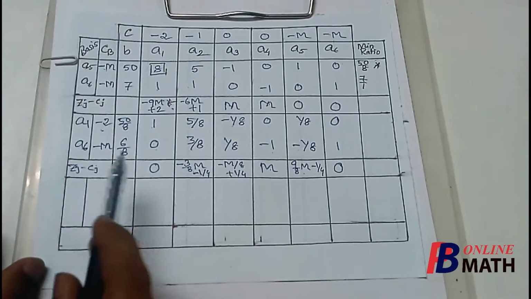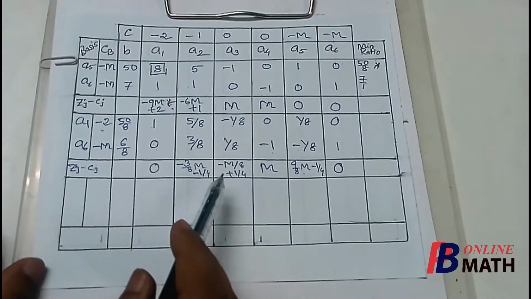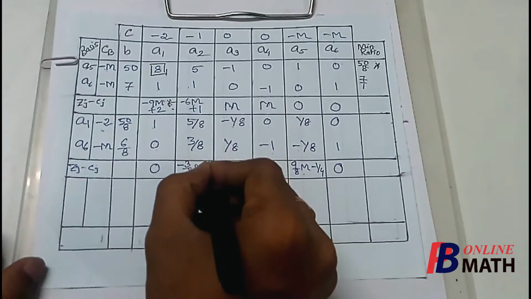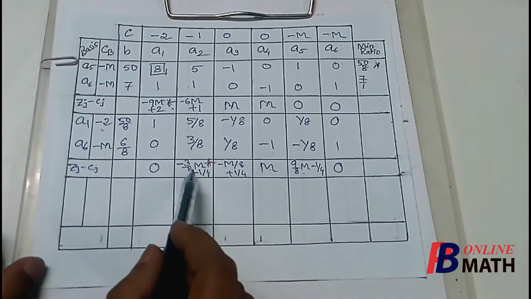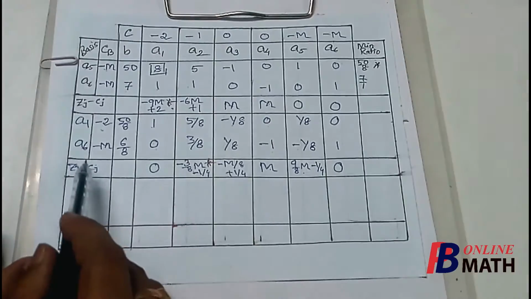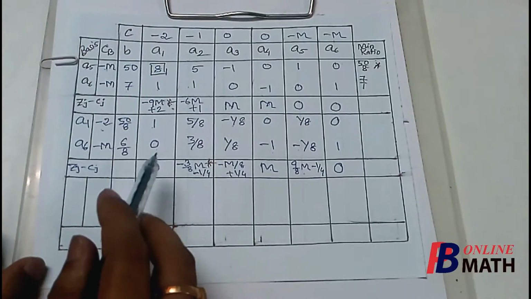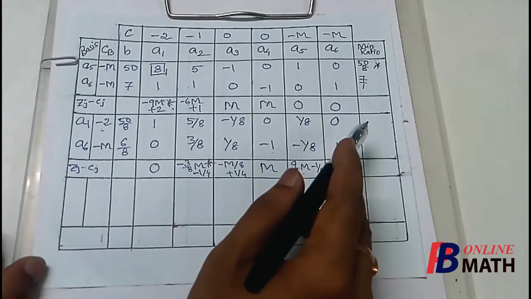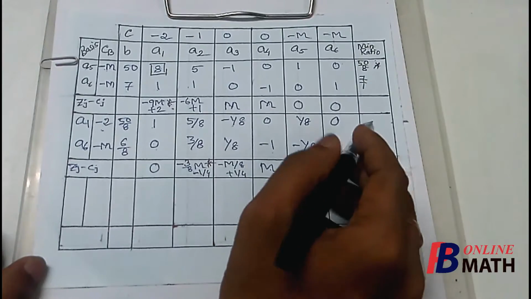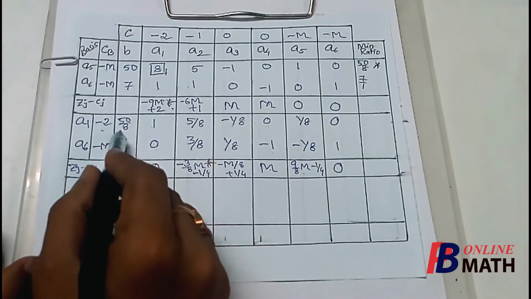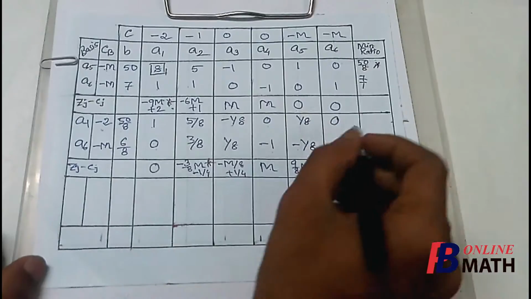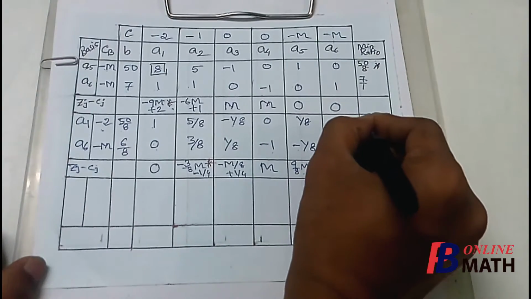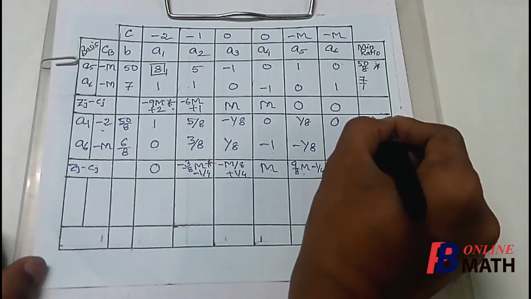So there are two values of Zj minus Cj which are negative, out of which we have to find the most negative one. We find that this is the most negative value. That means the vector A2 will enter the basis. Now we have to find out the vector which will leave the basis. For that we shall again compute min ratios. The first ratio will be 50 by 8 by 5 by 8. So 50 by 8 divided by 5 by 8, which is 10.